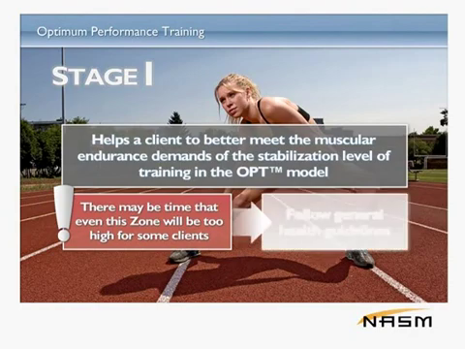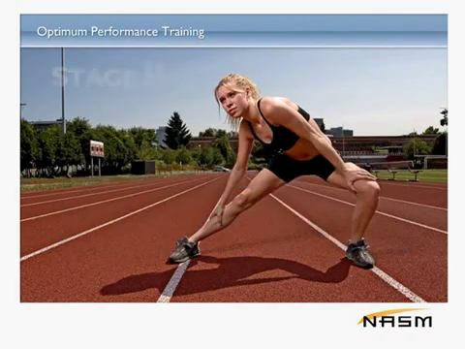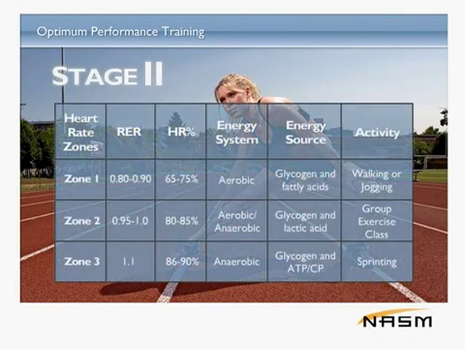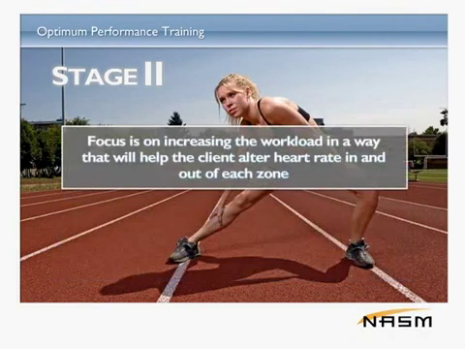In this case, the general health activity recommendations mentioned earlier will become very important guidelines to follow. Stage 2 is for the intermediate client who has built a good cardiorespiratory base and will use heart rate zones 1 and 2, or 65 to 85% of heart rate maximum.